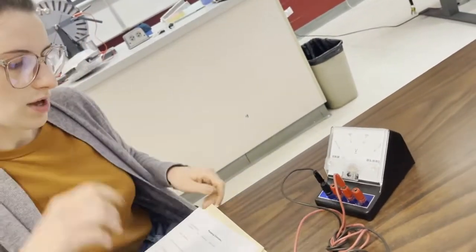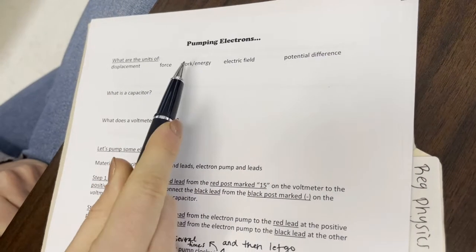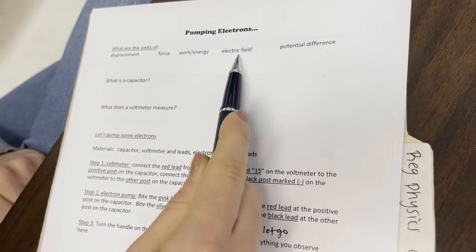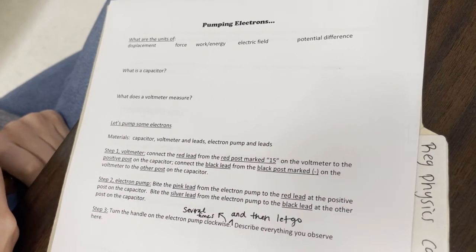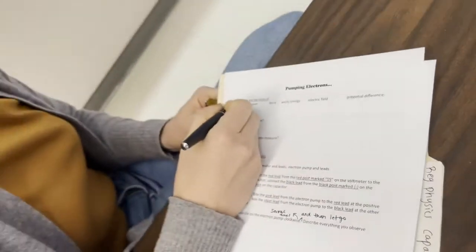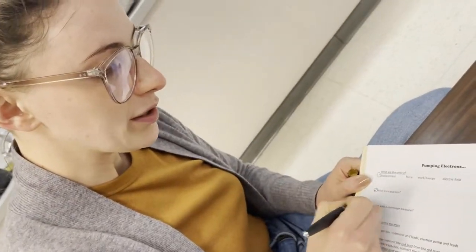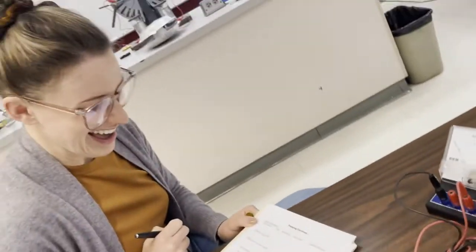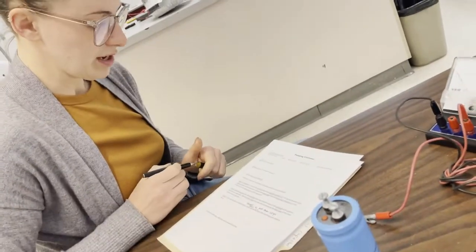You have a copy of this on Canvas. Tell me again, what are the units of displacement, force, work, the electric field, and potential difference? They should do all of this before we start playing with stuff. Do that first one. Tell me, what is a capacitor? And what does a voltmeter measure? I just gave you the answer to that. Now that you've done that, pause the video first, and let's start reading what's going on here.